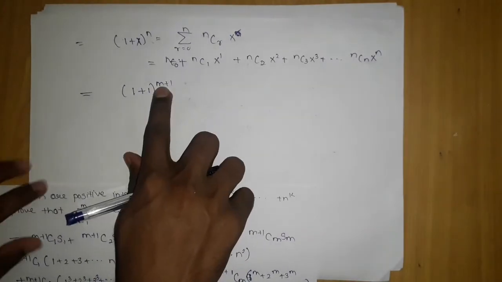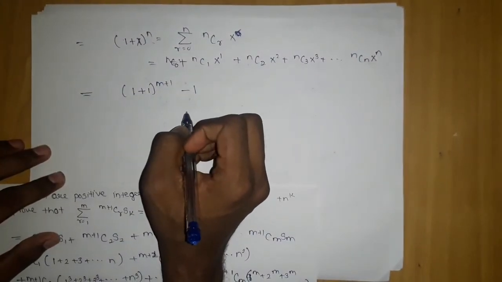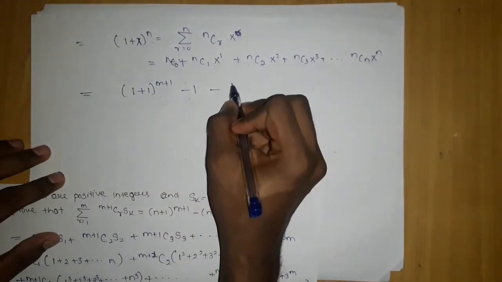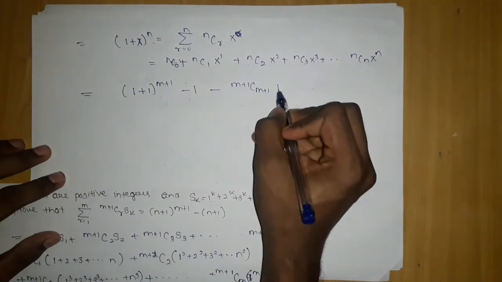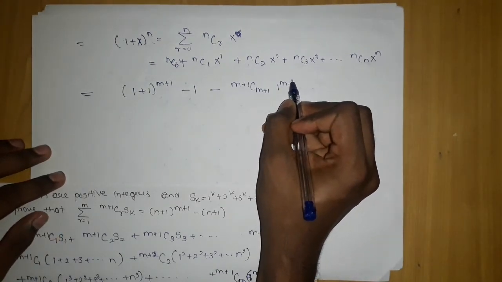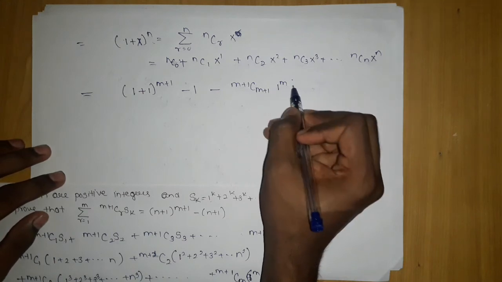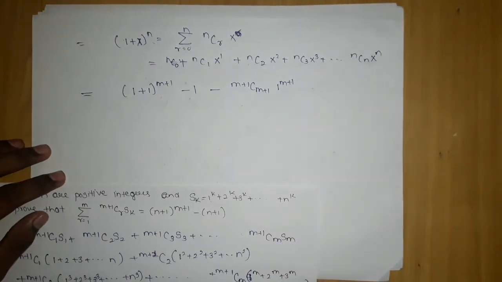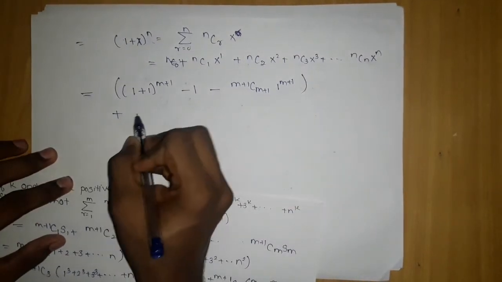Whatever the power is here will be the power of the binomial, minus 1 because we have added 1, and minus (m+1)C(m+1) times 1 power m. So this was the term which was missing, so we have added this. Now similarly we are going to do it for the next.